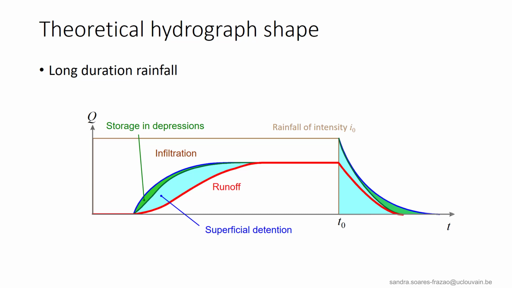Then, when the rain stops, the runoff slows down, and the superficial detention progressively disappears, partly by infiltration and partly as a delayed runoff to the catchment outlet, while the water stored in depressions infiltrates in the ground. The resulting runoff hydrograph is thus the red curve.